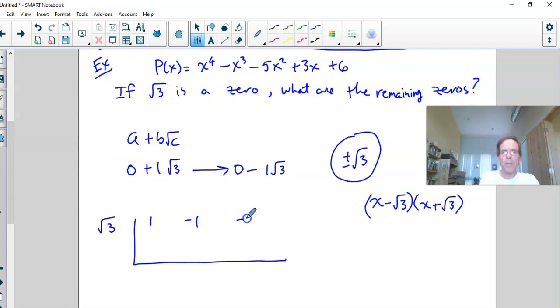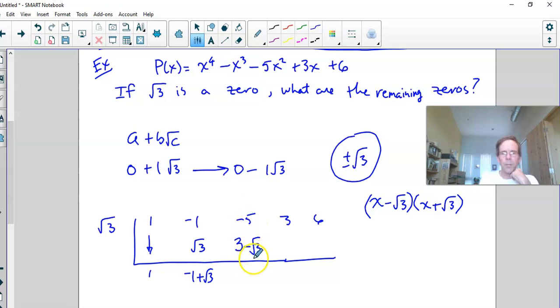1, negative 1, negative 5, 3, and 6. All right, so we bring the first number down, 1. Then we multiply. We get square root of 3. And we know we can't just add these together because the 1 doesn't have a square root of 3 on it. We keep them separate. We'll have to say this is negative 1 plus square root of 3. All right, and then we multiply by square root of 3. You could do that on the side if you wanted, but let's try to do it in our heads. We know that square root of 3 times the square root of 3 is positive 3, and then square root of 3 times negative 1 would be minus square root of 3.